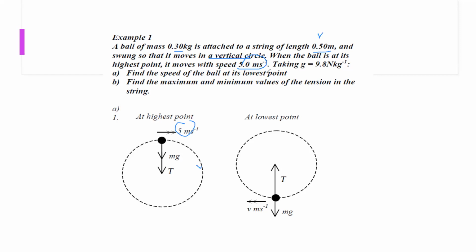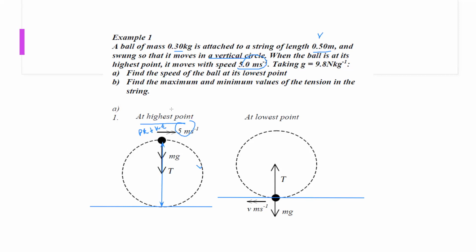You can also use the concept of conservation of energy for this, because the total energy is conserved. If this is the ground, we have to assume one point as the origin. With respect to the origin, the object at the highest point has which form of energy? It will have potential energy and kinetic energy. Is it clear? Why potential energy? Because with respect to the lowest point, it is at a certain height.